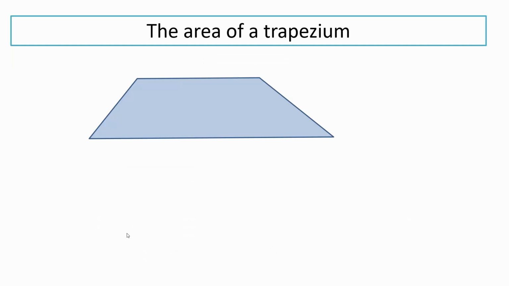Have you seen this shape? It's called a trapezium. Do you know the formula for the area of a trapezium? Let's find out. How would you go about working out its area? One way is to divide it up into basic shapes. First of all, let's label some of the sides. A and B are the two parallel sides, and the height of the trapezium is H.